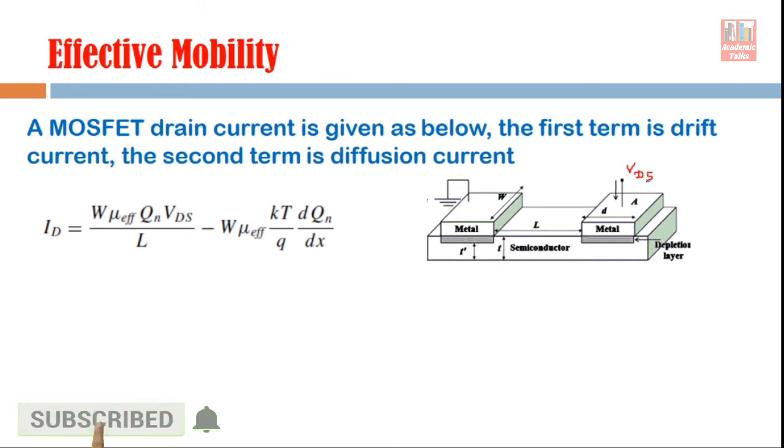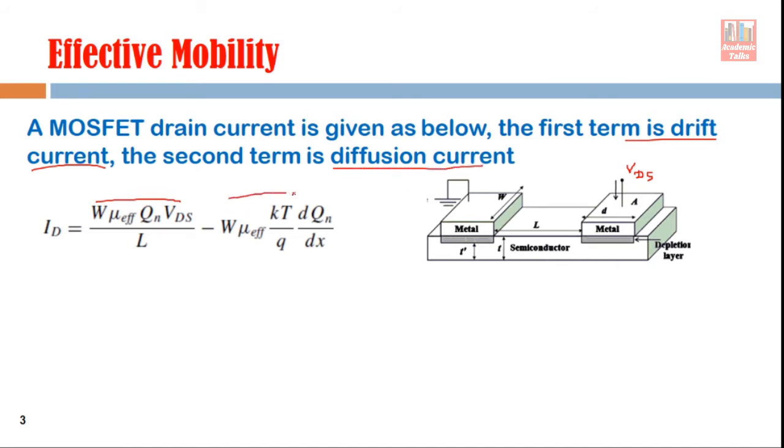The equation of current in case of a MOSFET is given by this equation. You know very well why we are considering this equation of current for finding out mobility, because current and mobility are related to each other. Higher the mobility, more will be the current in the semiconductor. In this equation there are two parts. The first term is the drift current, and the second term is the diffusion current.